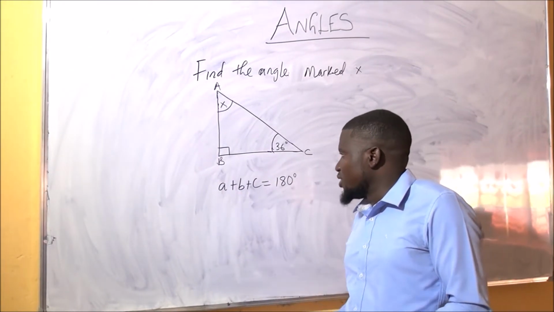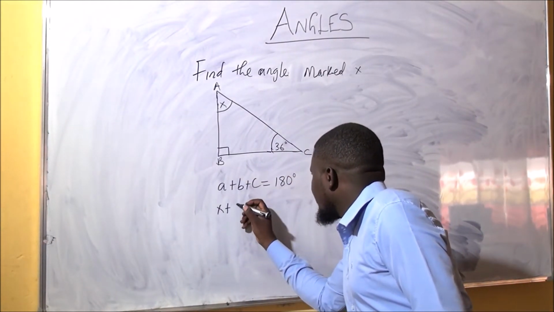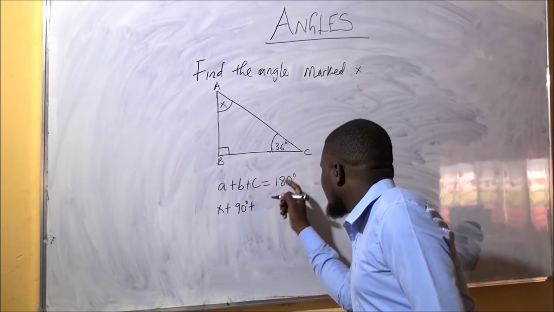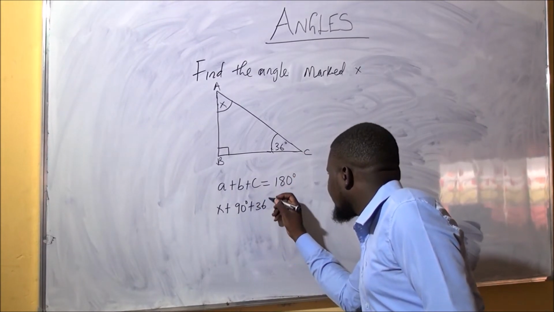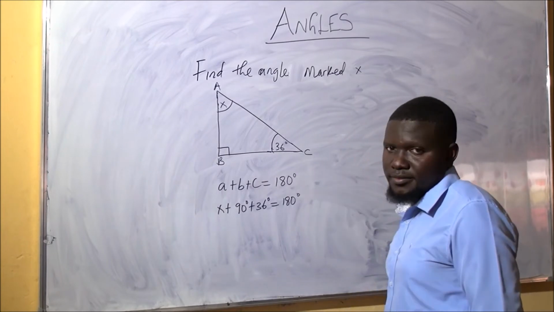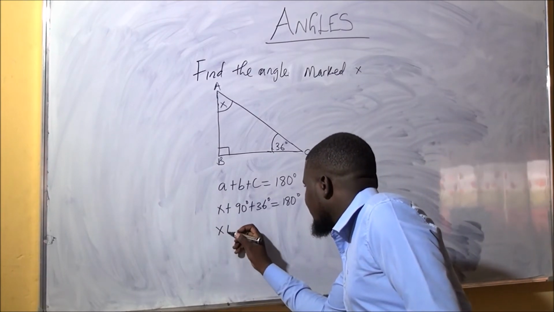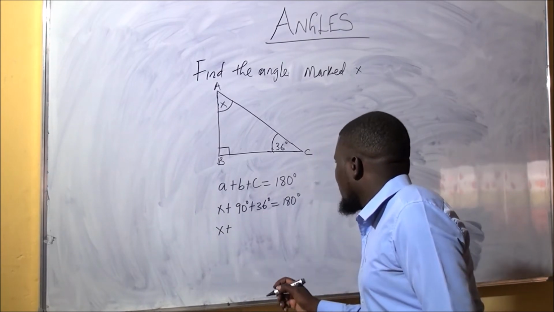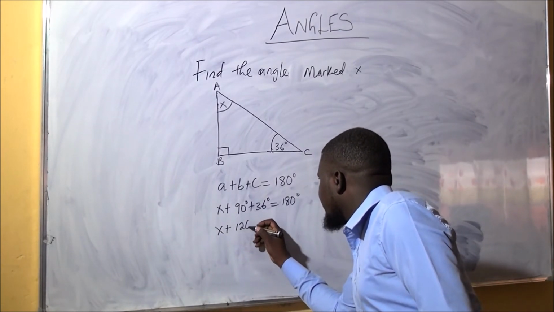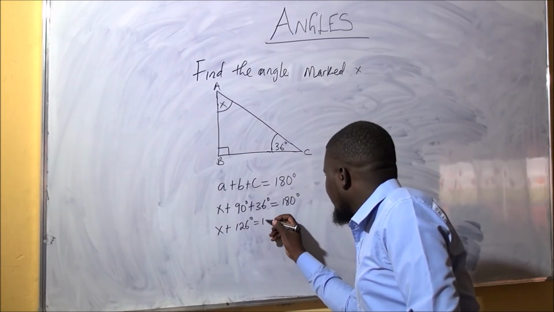So we will substitute that. The first one, it will be x plus, we have 90 degrees, plus we have the angle which is 36 degrees, is equal to 180 degrees. Thereafter, we'll say that our x plus, we add the two, we're going to have 126 degrees is equal to 180 degrees.